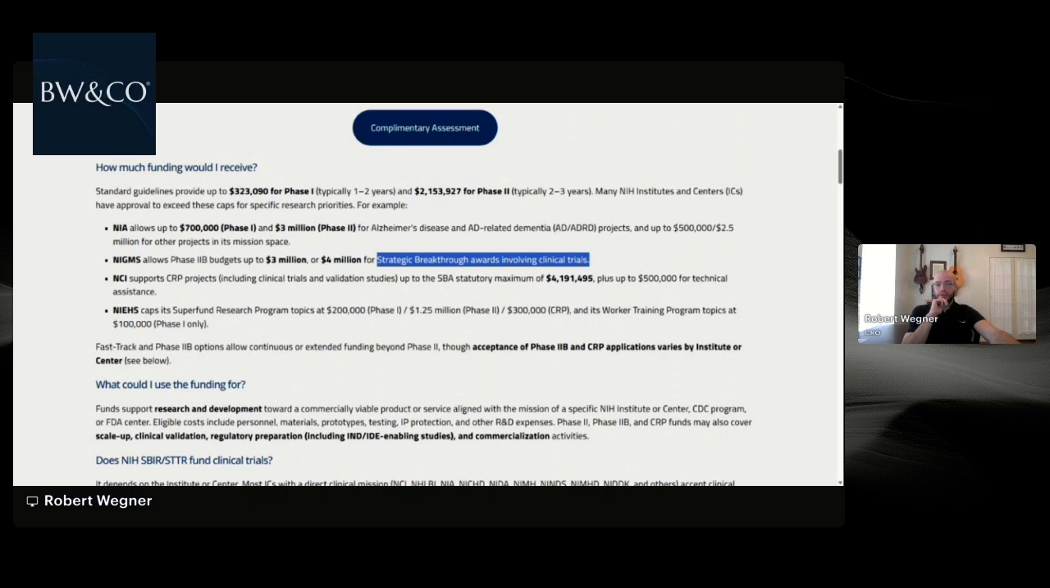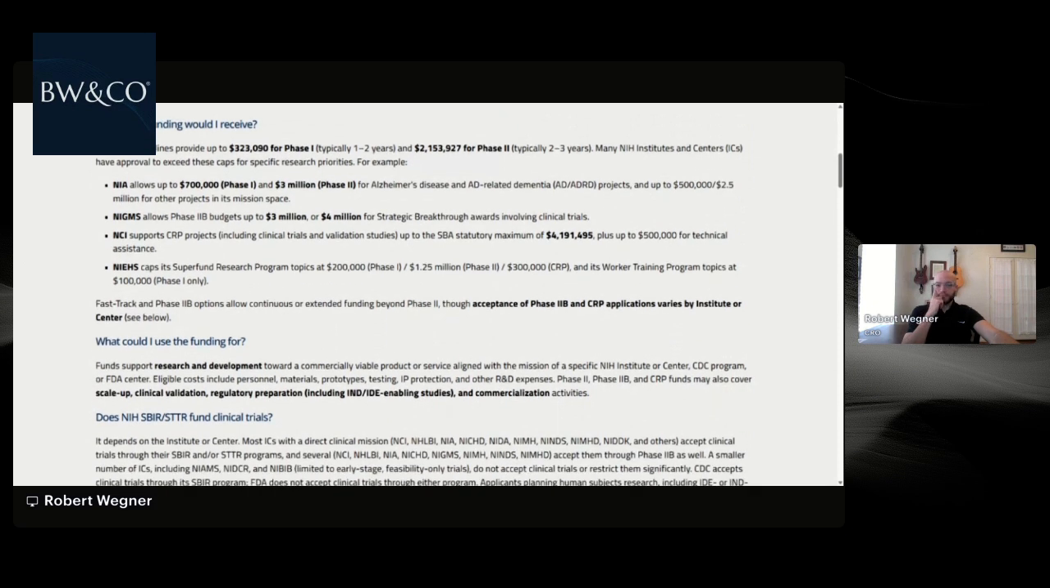National Cancer Institute also has a similar budget allowance similar to NIA, $700,000 for phase 1, $3 million for phase 2. And again, it's always good to check with the program officer for these institutes and centers. It's not required to get allocations within these waiver limits, but it is helpful just to make sure that you're aligned with their project and the scope of work that they're willing to fund. Okay, so a few examples of that.